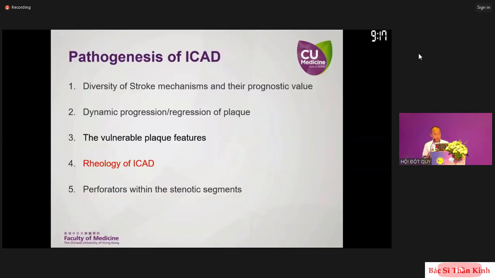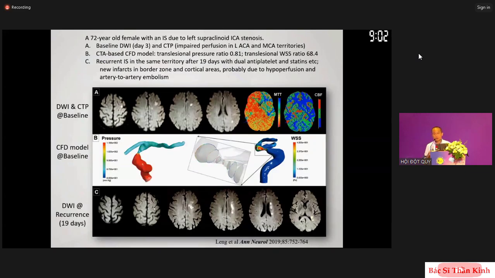So we turn to the fourth pathogenic mechanism of ICAD, which will be the rheology of ICAD. The reason I talk about the morphology is because the morphology will actually shape the adverse hemodynamics across the stenosis. We now know very well, because in our study based on the CT angiogram, using computational fluid dynamic models, we know that there are two important parameters of relevance.